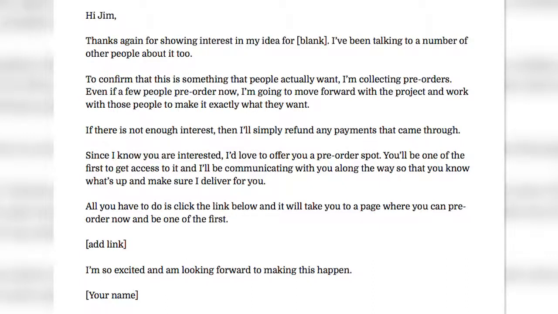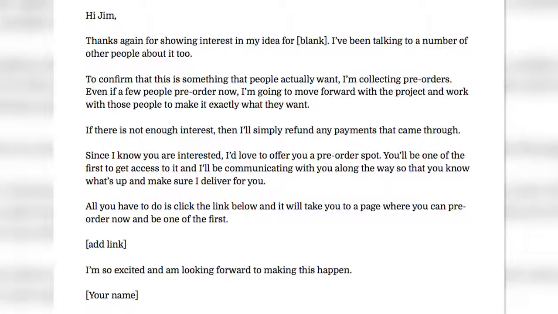And then this part, I've been talking to a number of other people about it too. That's really important because you want them to know that you're also talking to others about it too, that they're not alone in this, and that's a little bit of social proof. People want to be a part of a group, so them knowing that there's other people involved is going to help them with their decision making. So that's part number one.